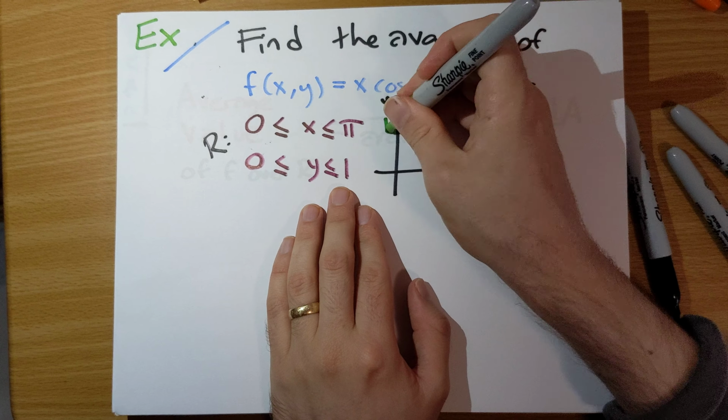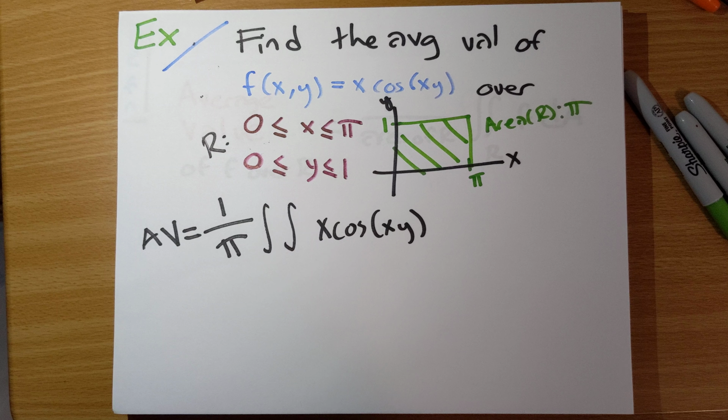So when we go for the average value, it's 1 over the area, 1 over pi, times the double integral of f of xy, x cosine of xy dA. We want to do this iterated integral, integrating with respect to y and then with respect to x, or vice versa. Which order do we choose?